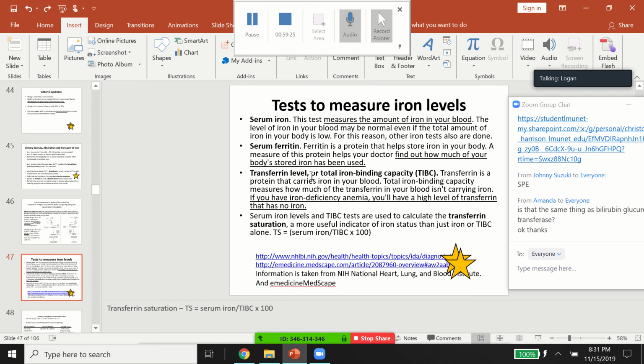All right, transferrin level or TIBC. If you have iron deficiency anemia, you'll have a high level of transferrin that has no iron. The reason is that your body is prepared to take in iron, but you're not taking in any iron, you're very deficient in it. So if any iron is in your blood at all, transferrin's there to take it up. That's why you'll have that high level of transferrin, in hopes that you have intake of iron. That's why it would be higher with iron deficiency anemia. Now you do have transferrin saturation, but she didn't really mention much about it. But I would definitely know these different measurements and what they're used for and what they mean.